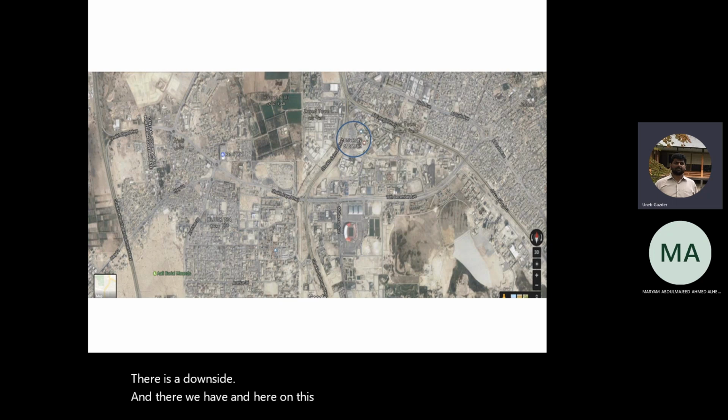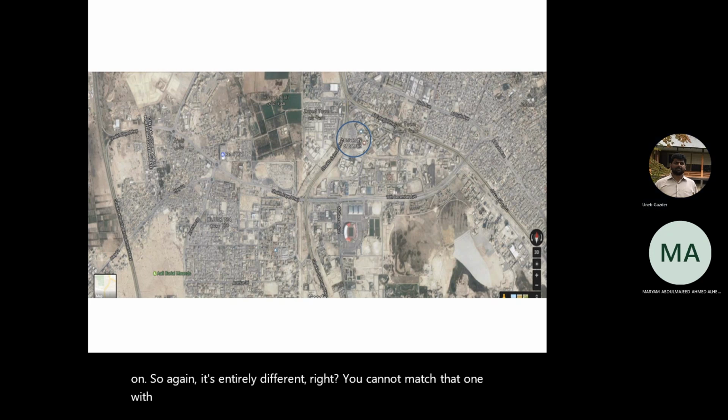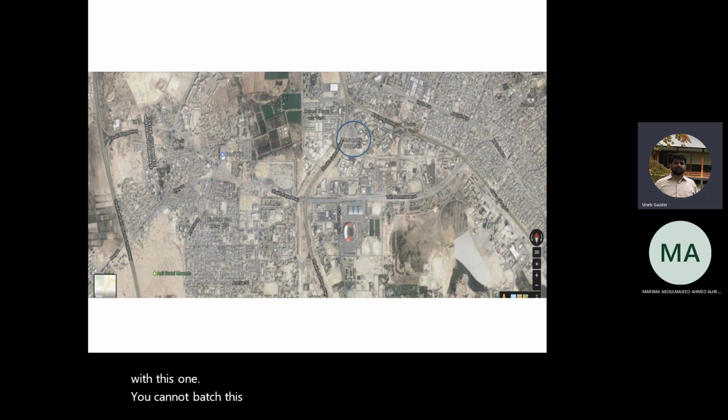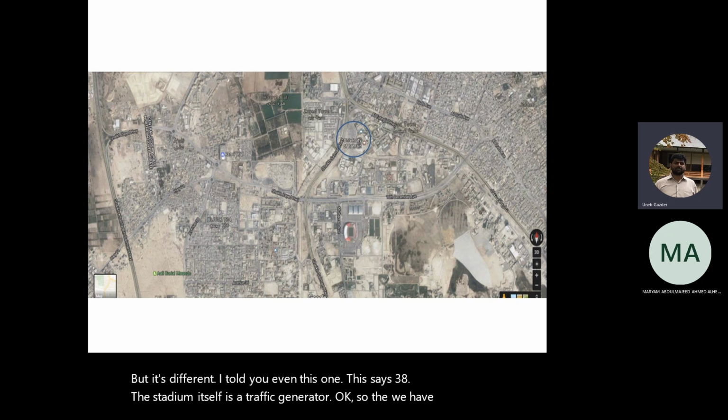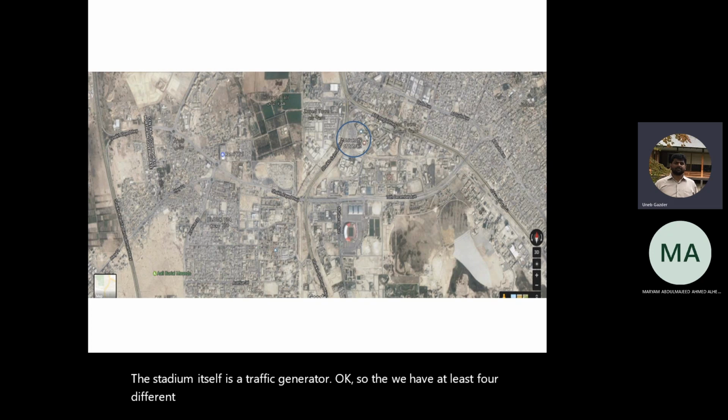So I guess it's entirely different, right? You cannot match that one with this one. You cannot match this one with this one. I told you, even this one is the stadium. The stadium itself is a traffic generator. So we have at least 4 different types of areas, 4 different types of land uses.